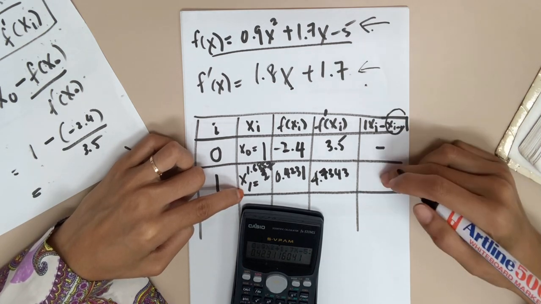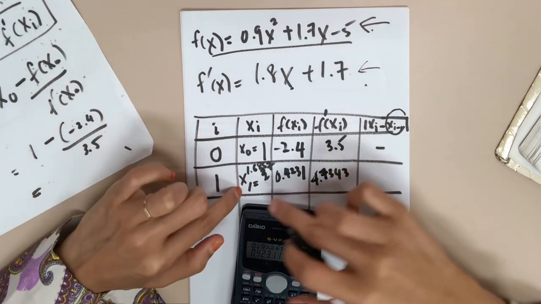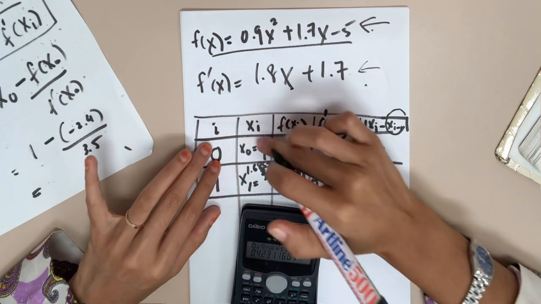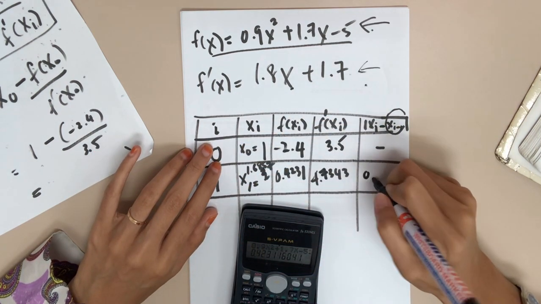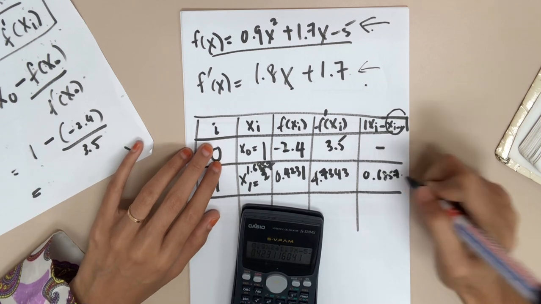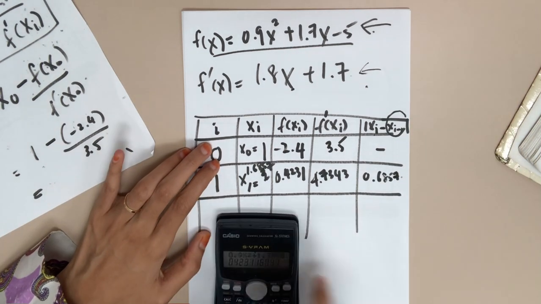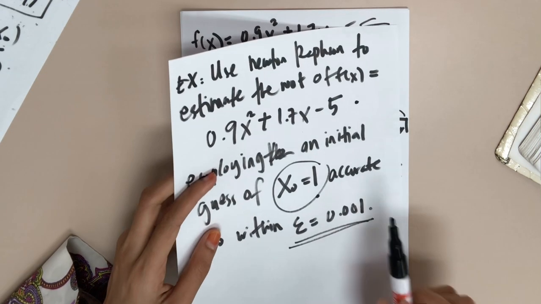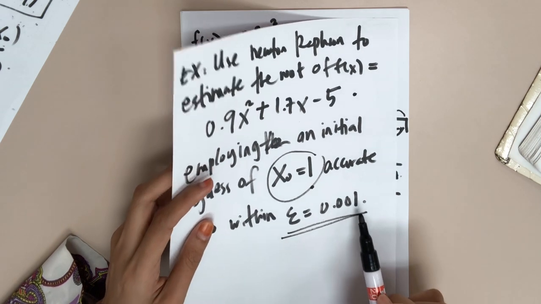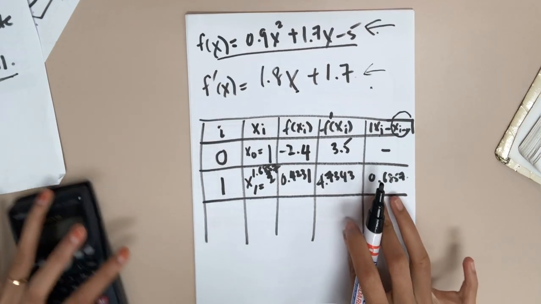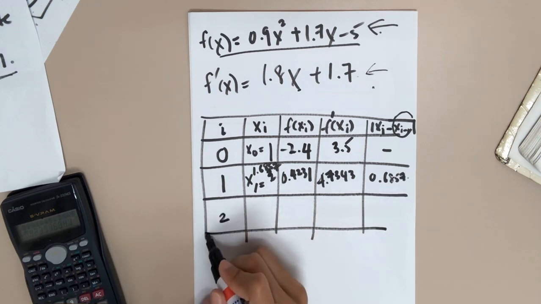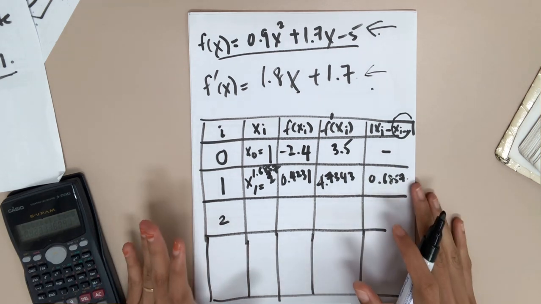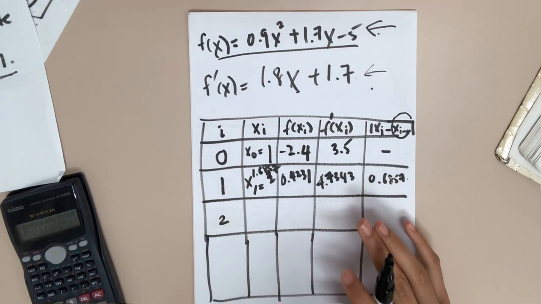Okay, so then complete the error. Same thing, the error you have this value x1, 1.6857, minus with the old value. The old value is this one. So you have 0.6857. And you can see that this error is still far, jauh lagi untuk sampai ke 0.001, right? So means that you need to do the next iteration. Okay, I just fill up this one and then you can try.